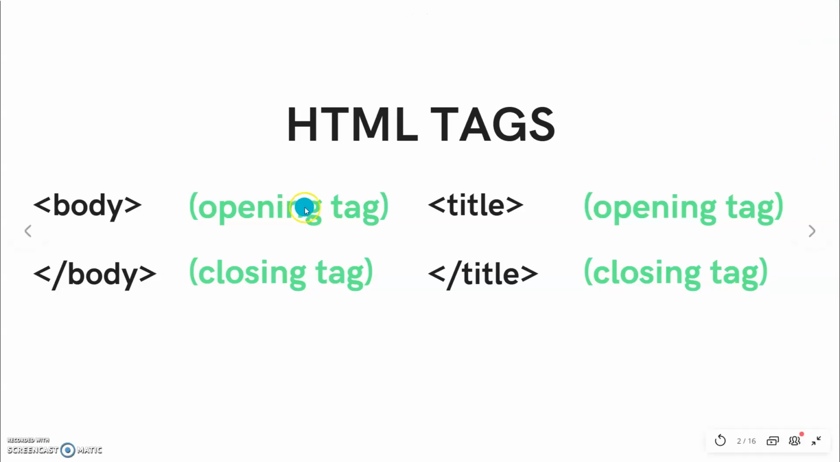So HTML is composed of tags. We call them HTML tags. A tag is composed of an opening tag and a closing tag. The closing tag is signified with a slash inside the angled bracket. These are two examples: the body opening tag and the closing body tag, and the title opening tag and the closing title tag. It is very important that you do not forget the closing tags of your HTML tags when you'll be writing your codes later on.